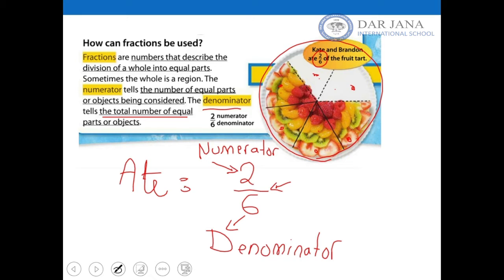So 2 is how many parts are considered. And I have to answer the question because they're asking about how many parts they ate. So I will have to take the 2, which is the number of pieces or the number of parts that they ate.